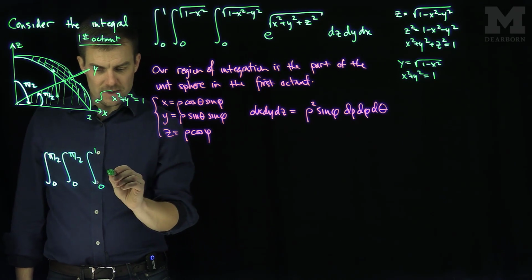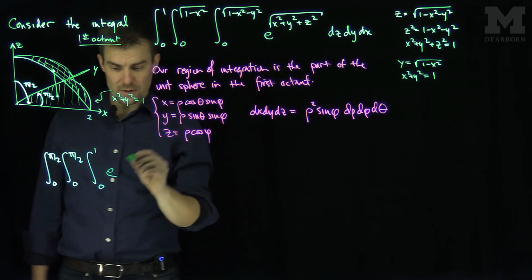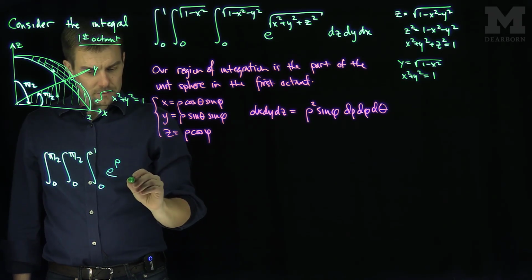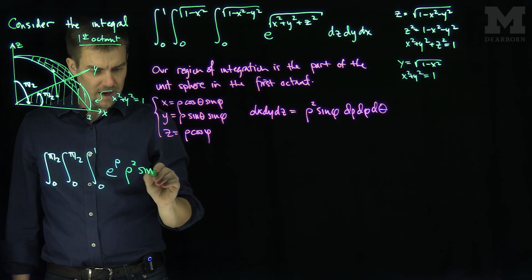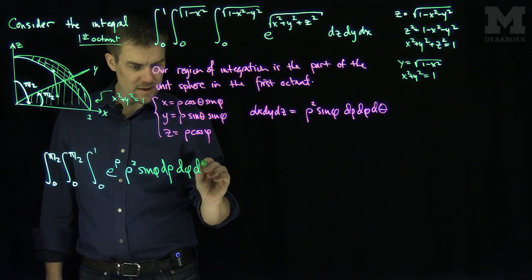Then I have e to the what? This x squared plus y squared plus z squared is rho squared, and under the square root this is e to the rho. And then I have a rho squared sine phi d rho d phi d theta.